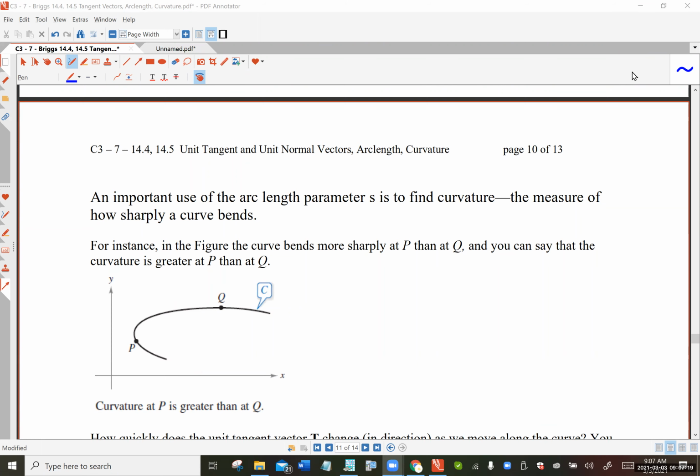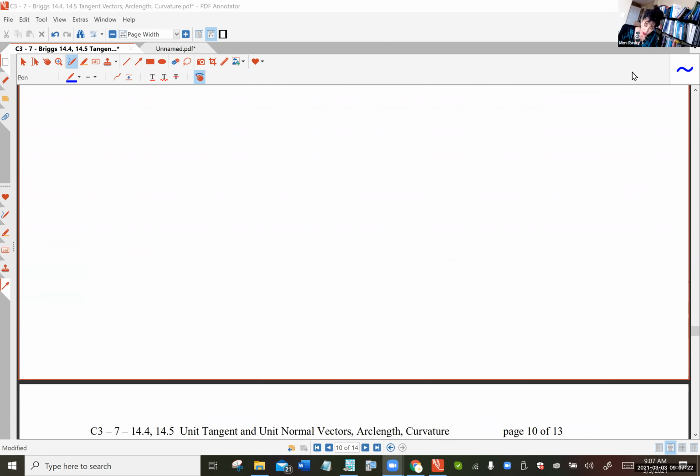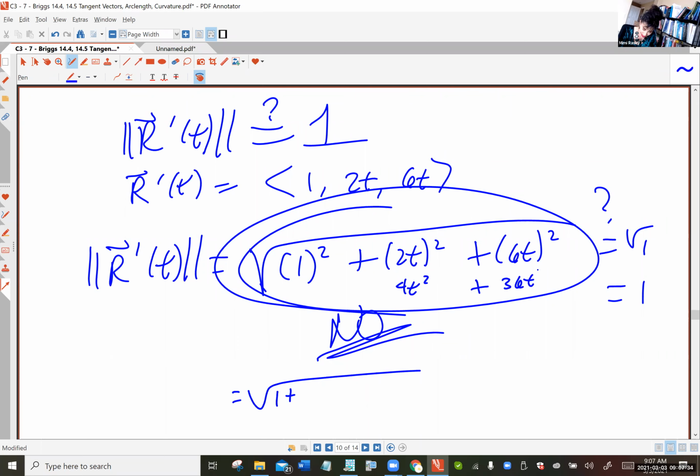Well, I'm sorry. What was the magnitude for the r prime of t? It's just this wacky radical, which is a scalar function of t. If I cleaned it up and made it look kind of pretty, it would look like this: the square root of 1 plus 40 t squared. And that's definitely not equal to 1. Do you get that? Definitely not. It's just a weird scalar function of t.